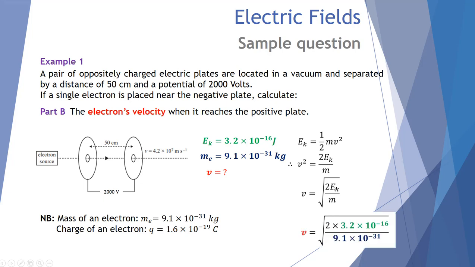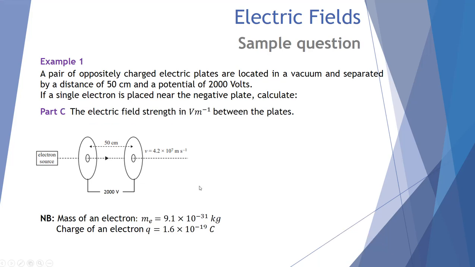I simply sub in my values. Ek, the kinetic energy, was 3.2 by 10 to the negative 6 joules, and m, the mass, was 9.1 by 10 to the negative 31. I sub those values in and take the square root of my answer. I end up with a speed of 2.65 by 10 to the 7 meters per second. That's pretty quick. It's about 1/10 the speed of light.